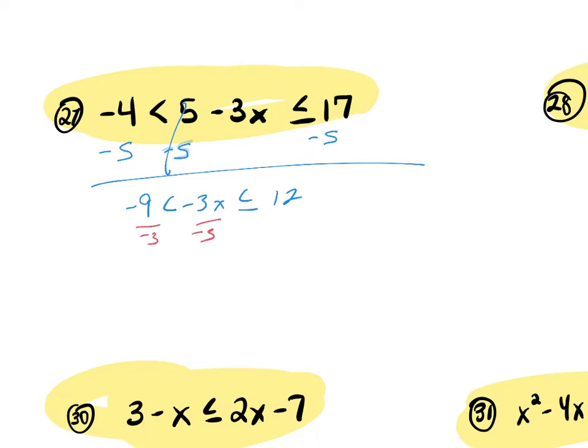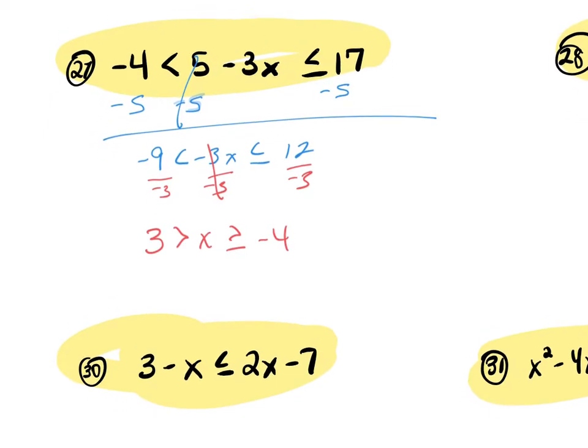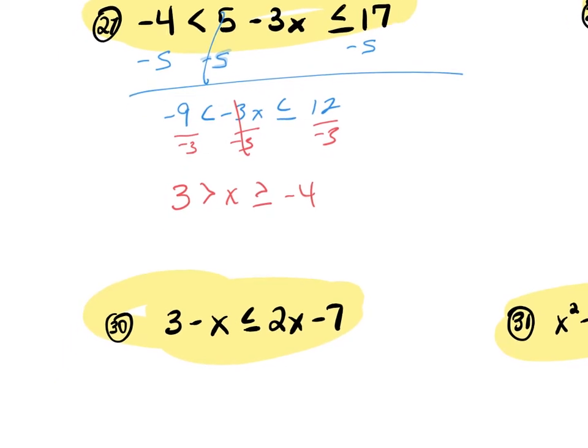If I divide or multiply by a negative number, what do we do to the signs? We have to flip them. So this becomes 3. I'm going to flip this to be greater than. This cancels out. I have x, and then I'm going to flip this, and this becomes -4. Everybody see that? You can rewrite this. If you read it backwards, if you start with -4, you can rewrite this as -4 less than or equal to x less than 3. Either way is fine.